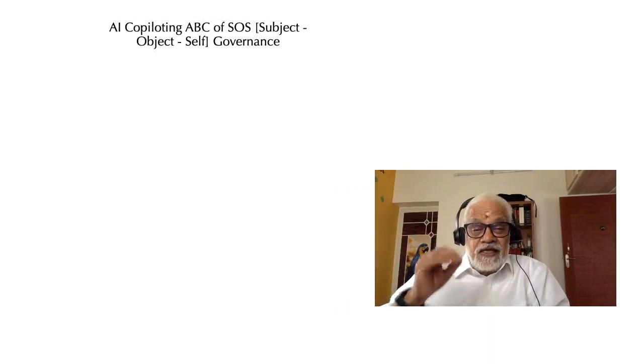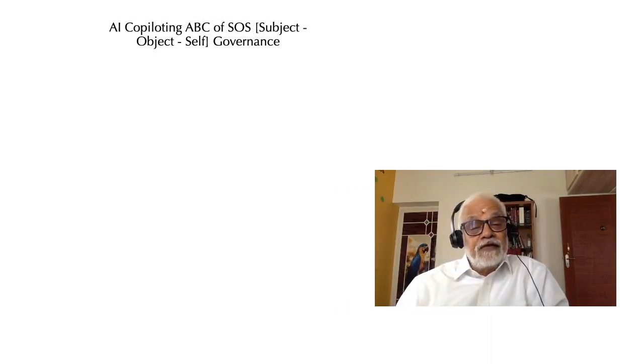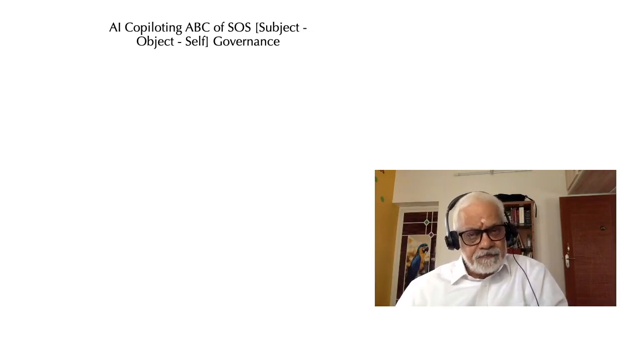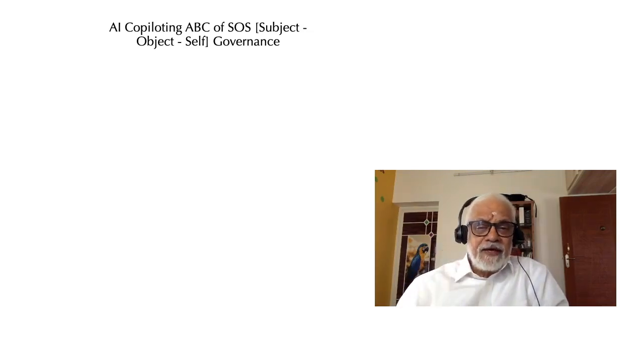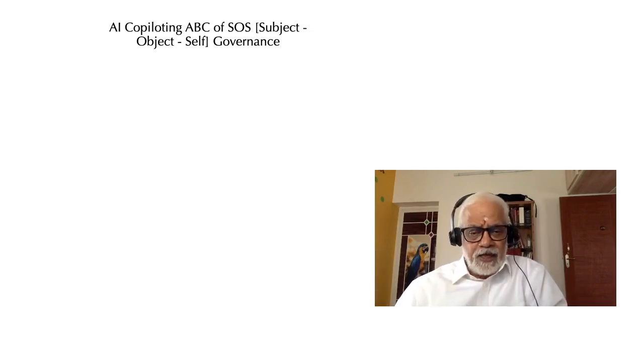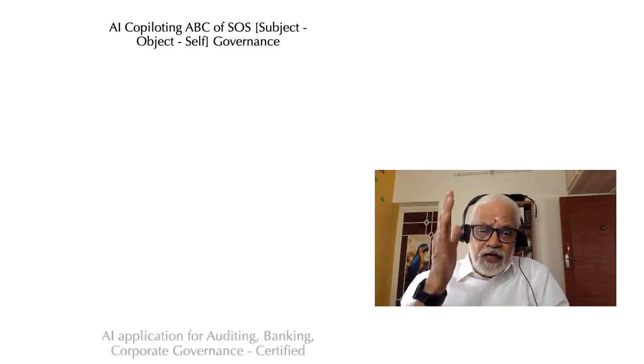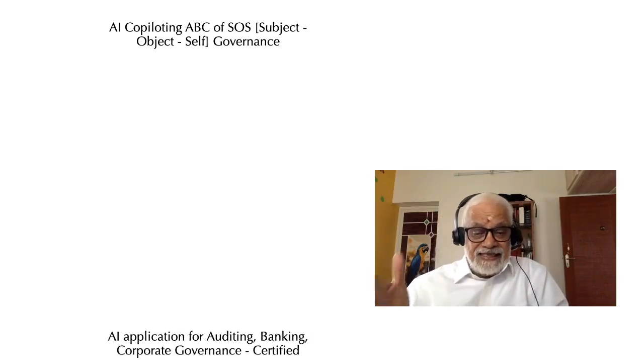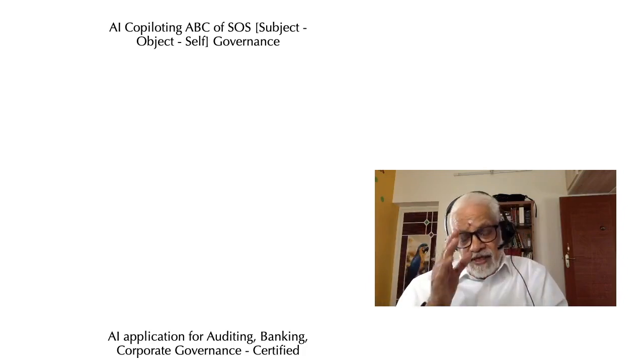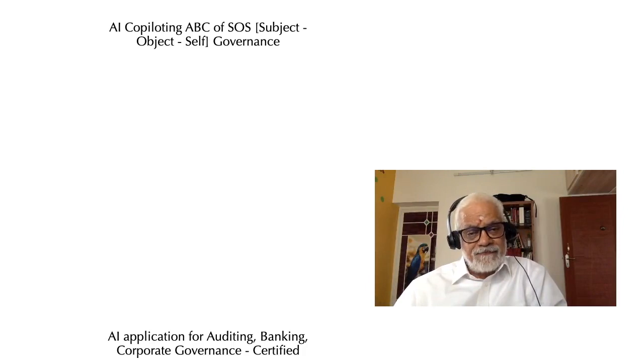Hello friends, another exciting report from CorporateMOM. The topic today is AI co-piloting, ABC of SYS governance. SYS is subject object self-governance. Co-piloting is a word used by Rishi Sunak during his interview with Elon Musk recently. This is about AI application for ABC, that is auditing, banking and corporate governance being certified. That is the ABC of SYS.